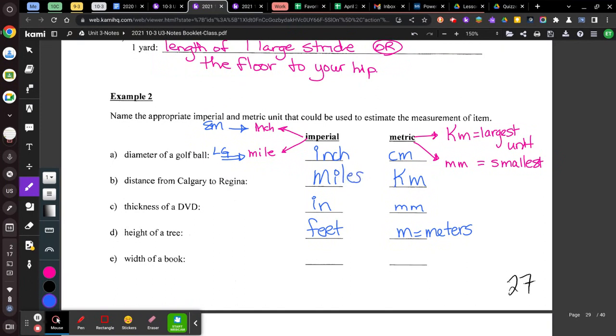All right, the thickness of a book. What would you measure the thickness of a book in? A centimeter, yeah. And on the left, what's the smallest one? Inches. Inches is the smallest over here, so you have no choice. The smallest one over there is an inch.